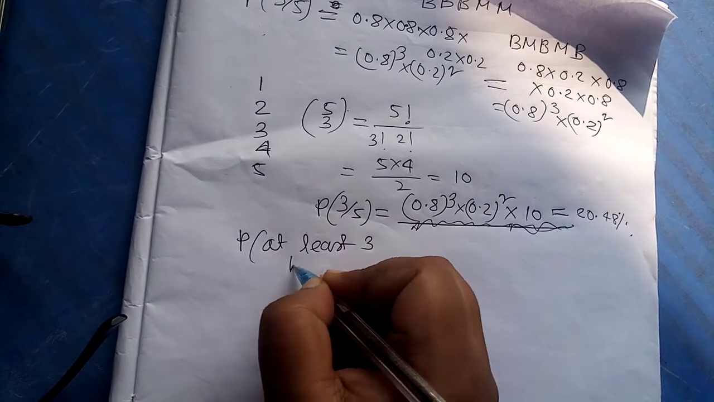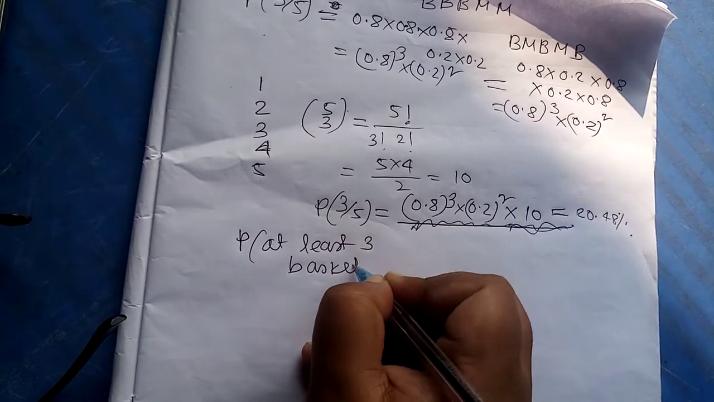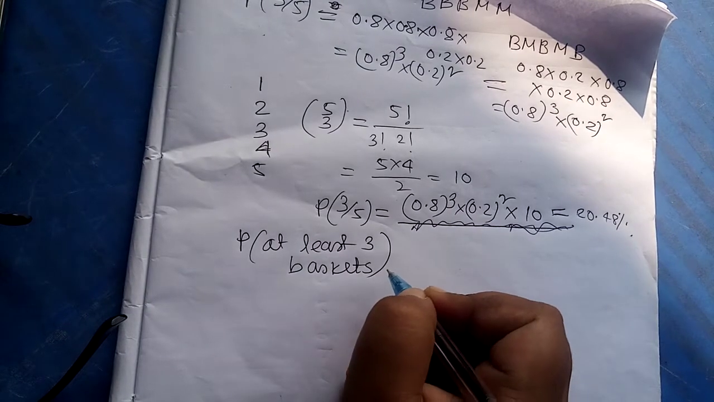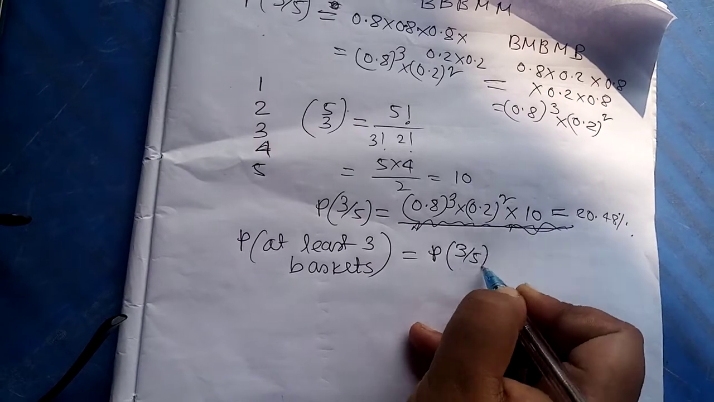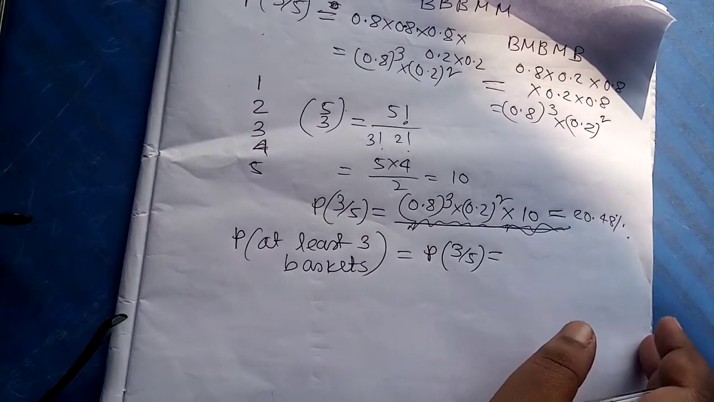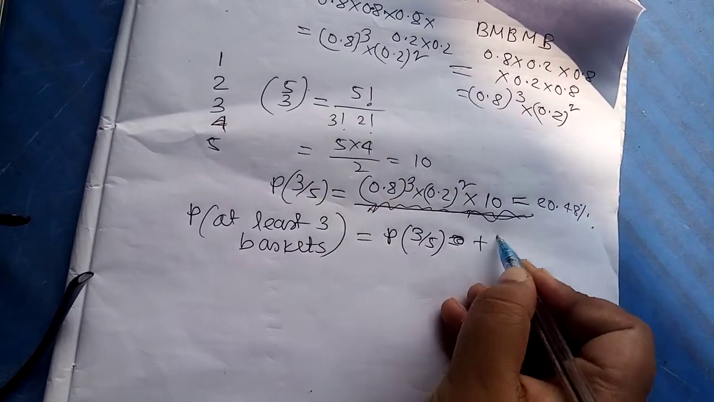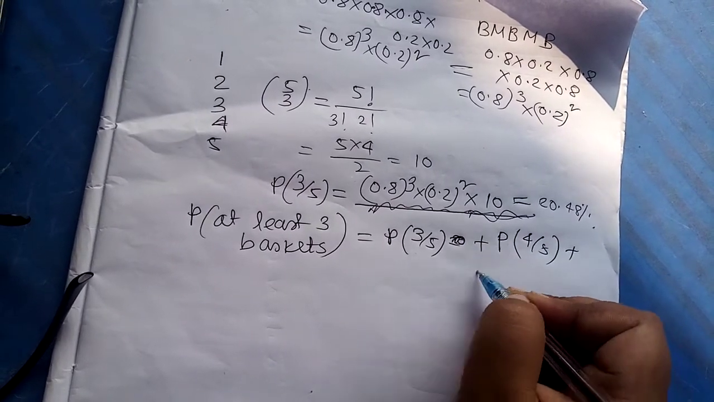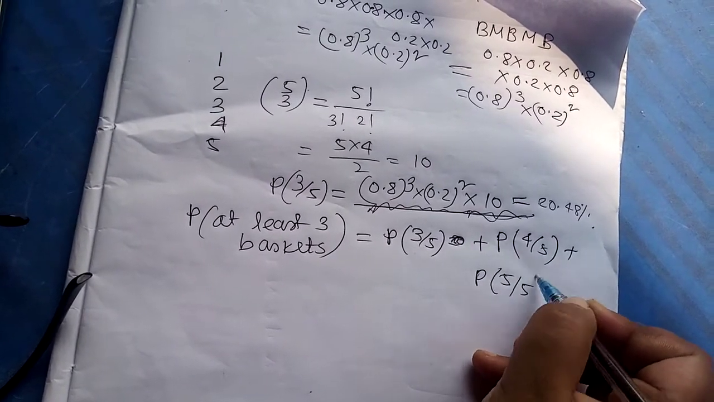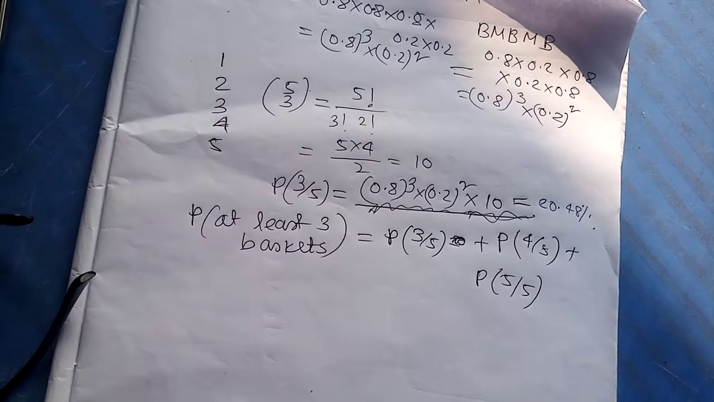Well, if you think about it, this is equal to the probability of getting 3 out of 5 baskets plus the probability of getting exactly 4 out of 5 baskets plus the probability of getting exactly 5 out of 5 baskets, right? Well, we already figured this one out. That's 20.48%. So what's the probability of getting 4 out of 5 baskets?